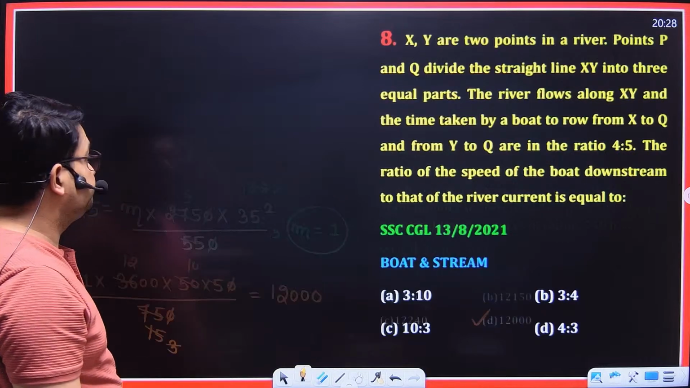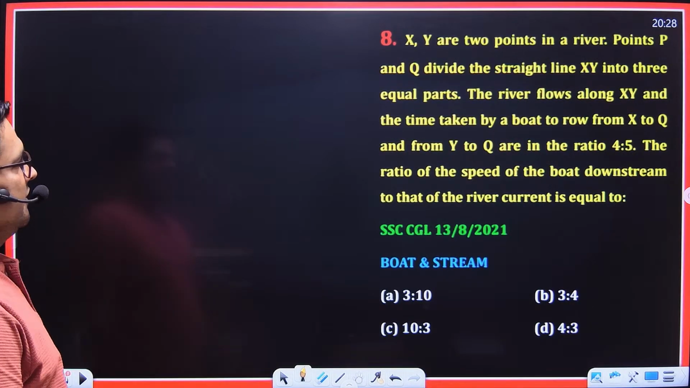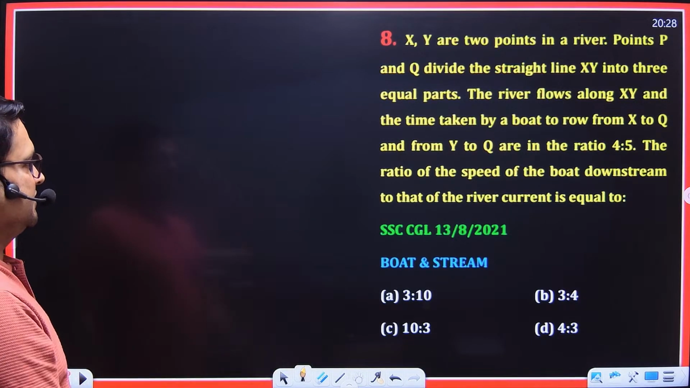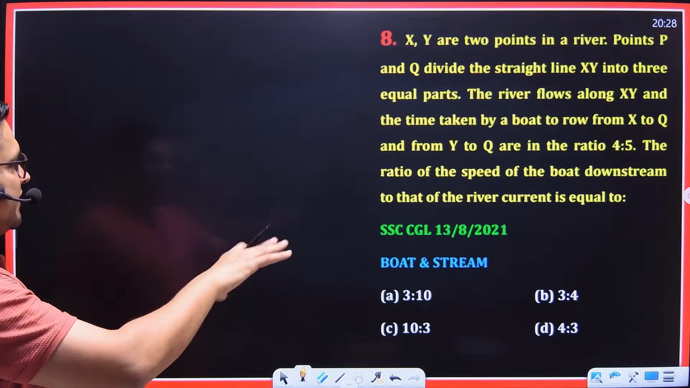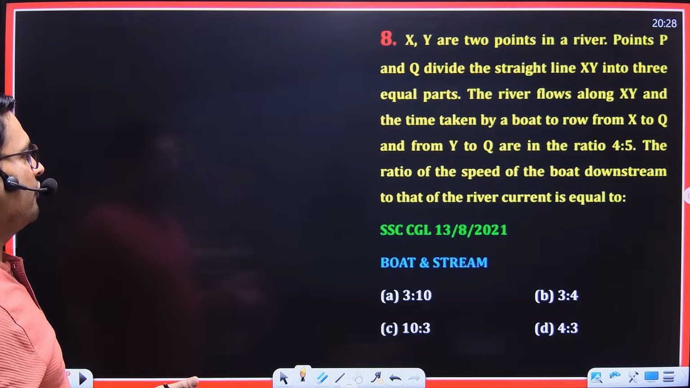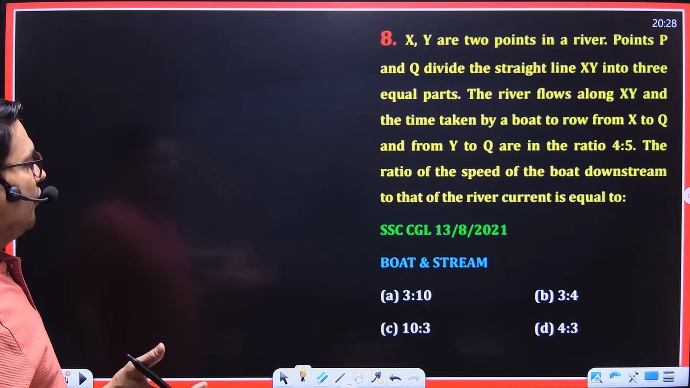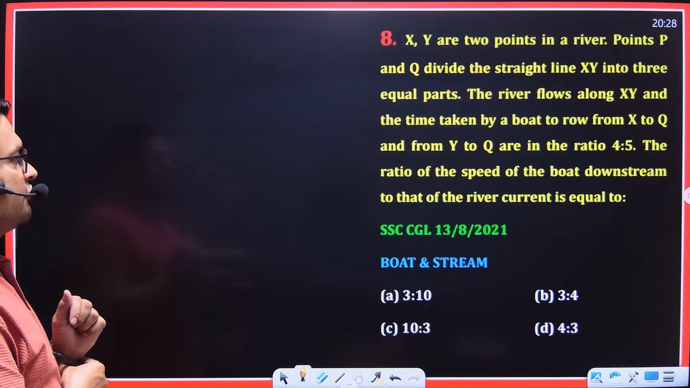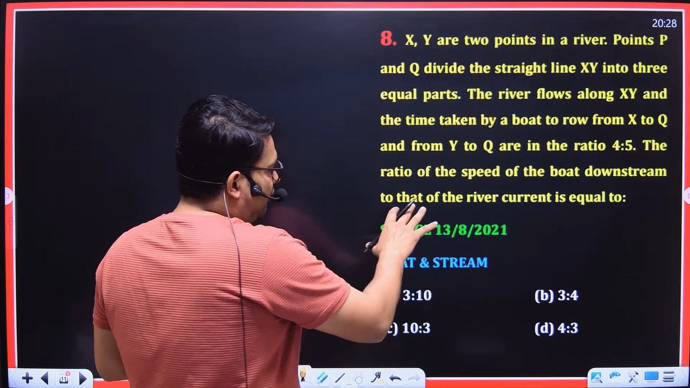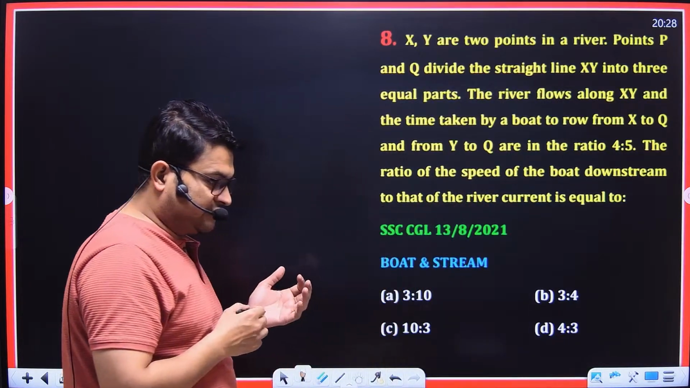Next. X and Y are 2 points in a river. Points P and Q divide the straight line XY into 3 equal parts. The river flows along X and Y. The time taken by a boat to row from X to Q and from Y to Q are in the ratio 4:5. The ratio of the speed of the boat downstream to that of the river current is equal to what? You can solve this question, or you can find the answer without solving it.